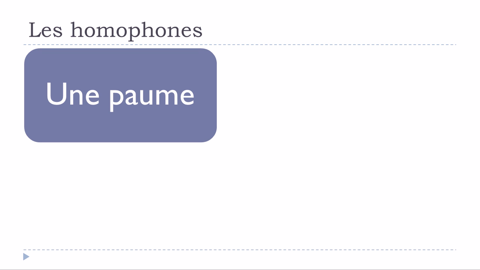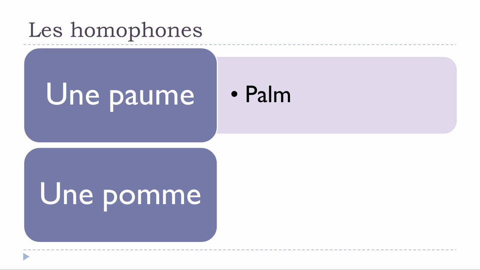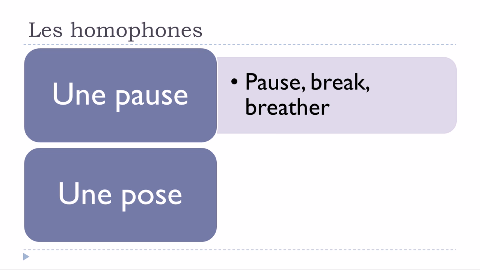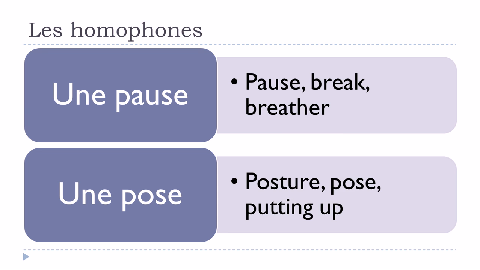Une paume, une pomme. Okay, so you can see that I pronounce them a little bit differently, but be careful that in many cases people will pronounce them the same way, because in that case normally it should be a bit lower, paume, and then here more open, so pomme, okay. Une pause, une pause. Okay, so une pause, une pause.